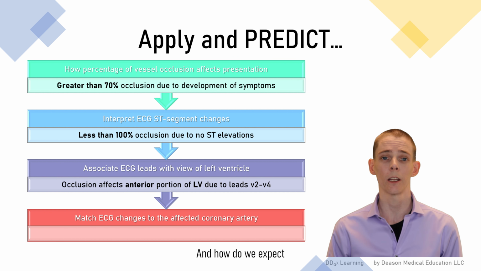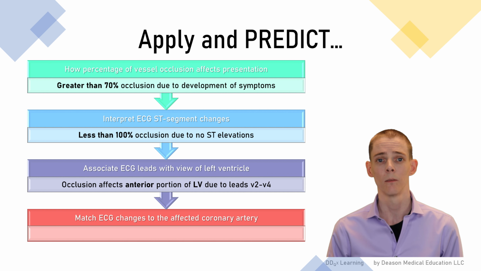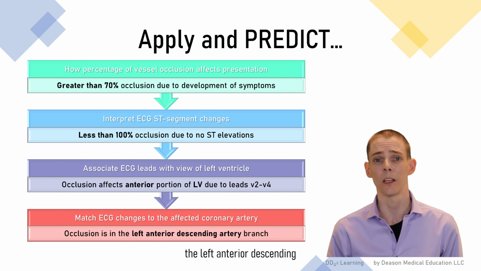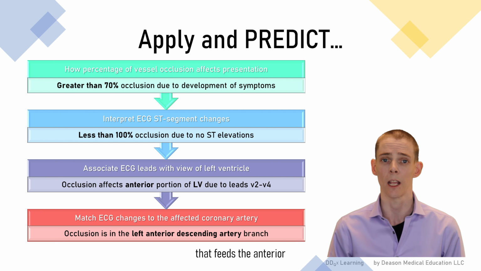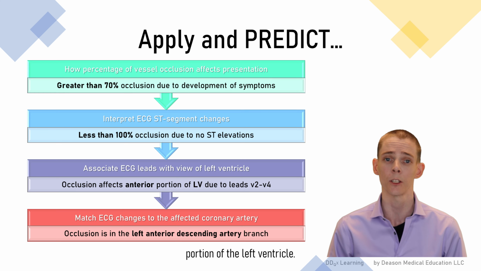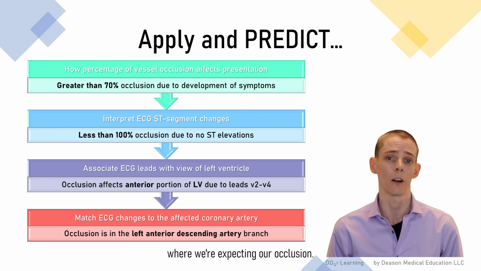And how do we expect these changes to match up with the vessel? Well, the left anterior descending is going to be the artery that feeds the anterior portion of the left ventricle, so that's where we're expecting our occlusion.